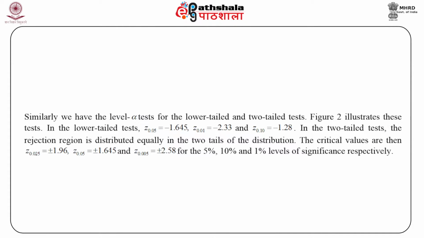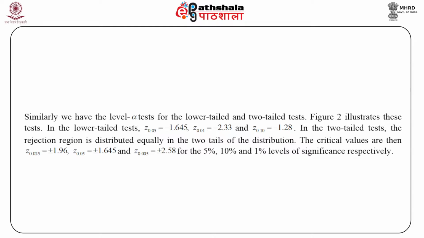Similarly, we have the level alpha tests for the lower tailed and two-tailed tests. You will find that in figure 2 we illustrate these tests. In the lower tail test, Z at level 0.05 is equal to minus 1.645, Z at 0.01 is equal to minus 2.33, and Z at the 10% level, which is 0.10, is equal to minus 1.28.